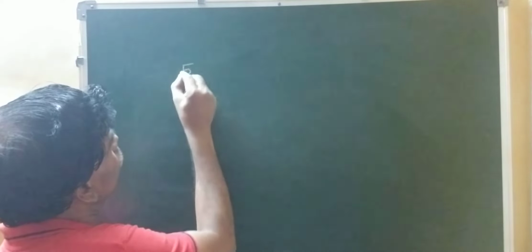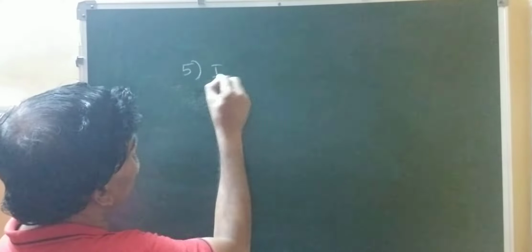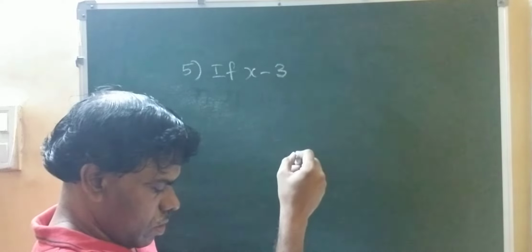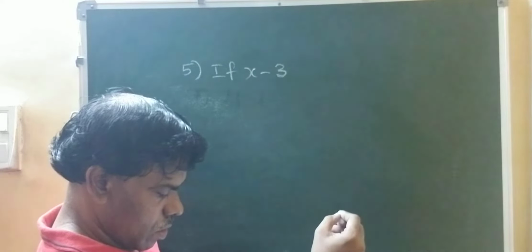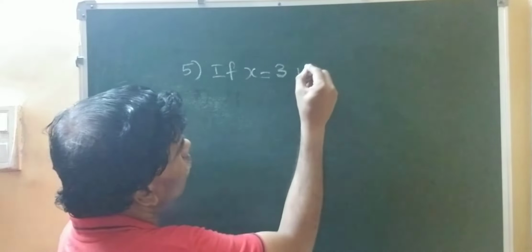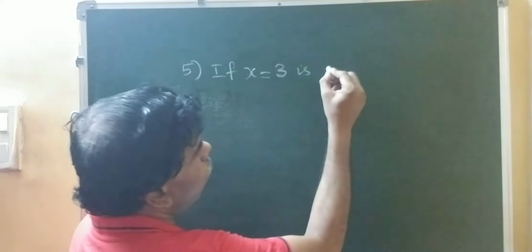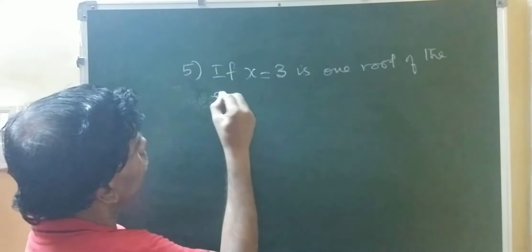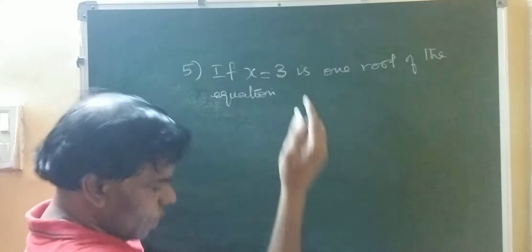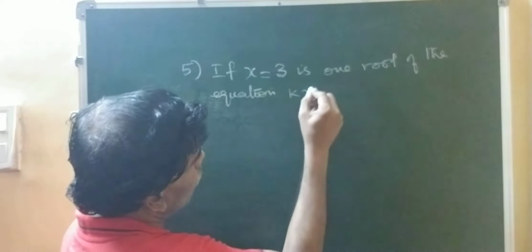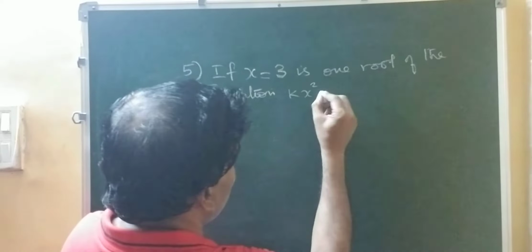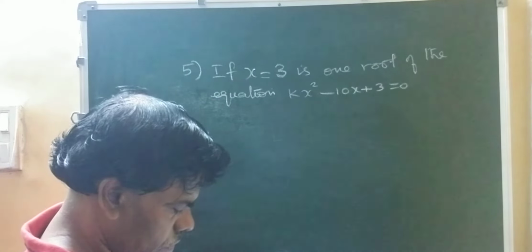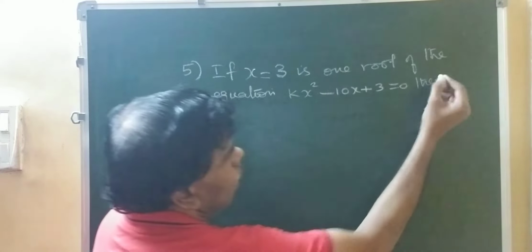Fifth sum. If x equal to 3 is one root of the equation kx square minus 10x plus 3 is equal to 0, then find the value of k.